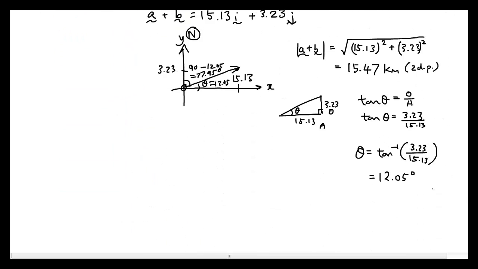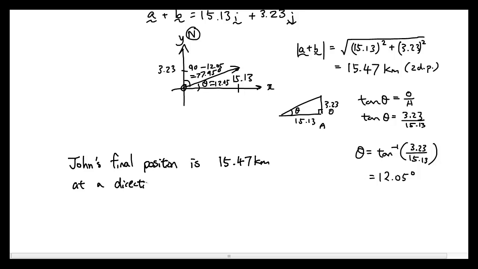Okay, so the final answer is, John's final position is 15.47 kilometers at a direction of 77.95 degrees true from his starting point.